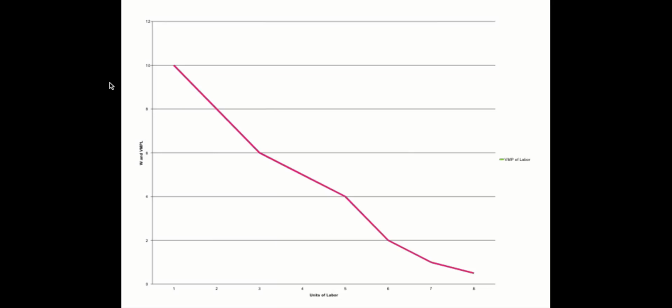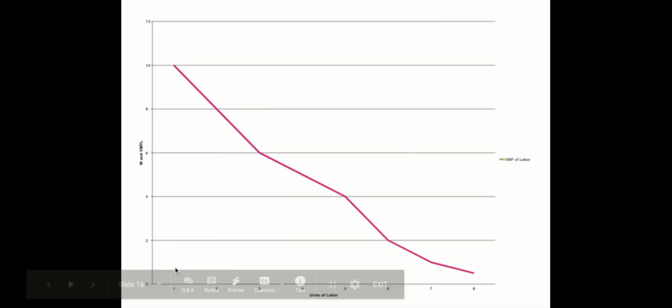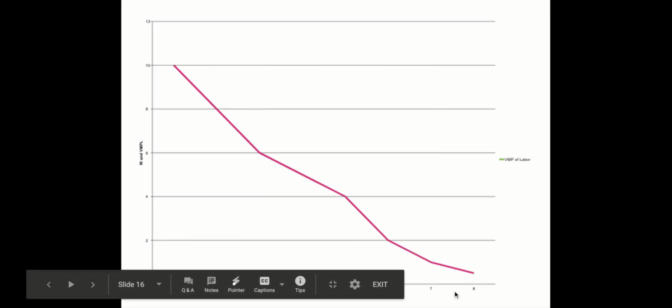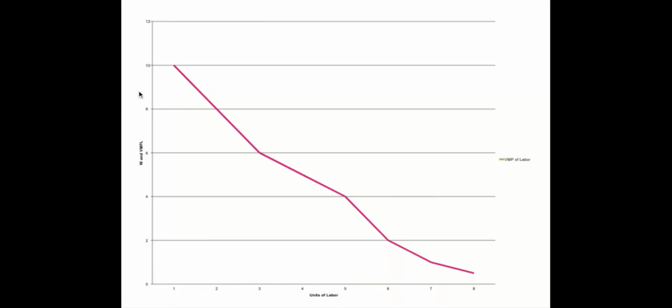Then, what does a demand curve look like? This is me doing it on Excel, but essentially, it's always going to be downward sloping. This is the units of labor, and this is the wage rate and the VMPL. It's the dollar amount that we're looking for here.